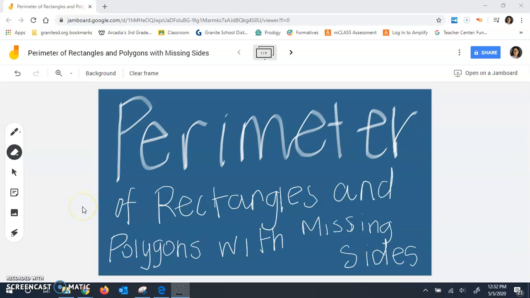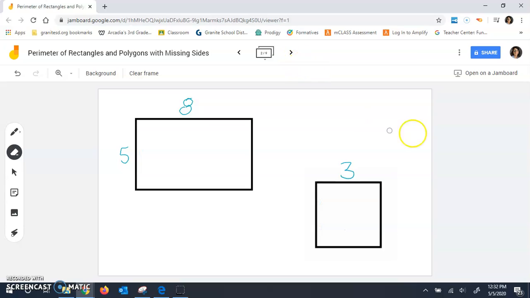Welcome. In this video, I'm going to teach you how to find the missing sides when you're given a perimeter of rectangles and polygons. So just to review our rectangles, this only works for rectangles and squares, so make sure you don't try it with other things. But with our rectangle, if this side is 5, then you know that this side is 5, and if this side is 8, you know that this side is 8.